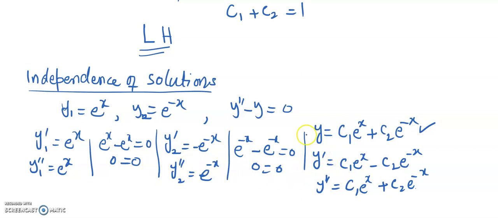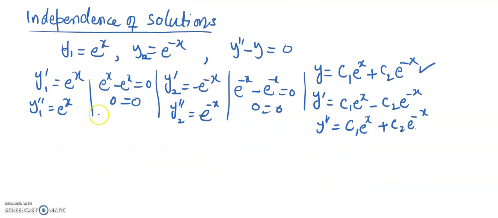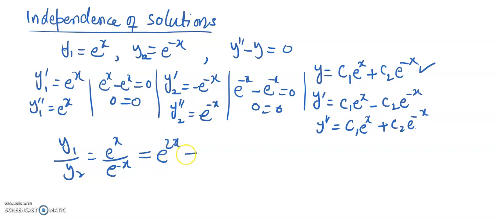But one thing we can see over here is that if we take the ratio of these two individual solutions, y1 over y2, it is e power x over e power minus x. So this ratio is e power 2x. Now e power 2x is not a constant value. It is in terms of x.